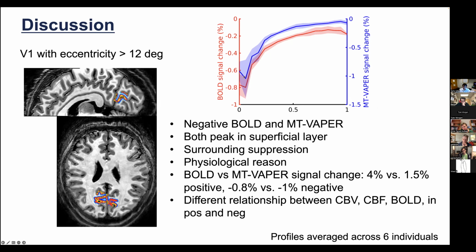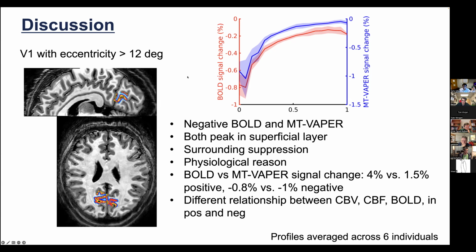I don't know how to understand these results, but we know that outside of the stimulus visual field, there will be a surround suppression. I'm not sure if the laminar profile peaking in the superficial layers reflects this surround suppression effect. Surround suppression should cause this negative BOLD and negative VAPER, and maybe this superficial peak could reflect some meaning of the surround suppression, but I'm not sure.